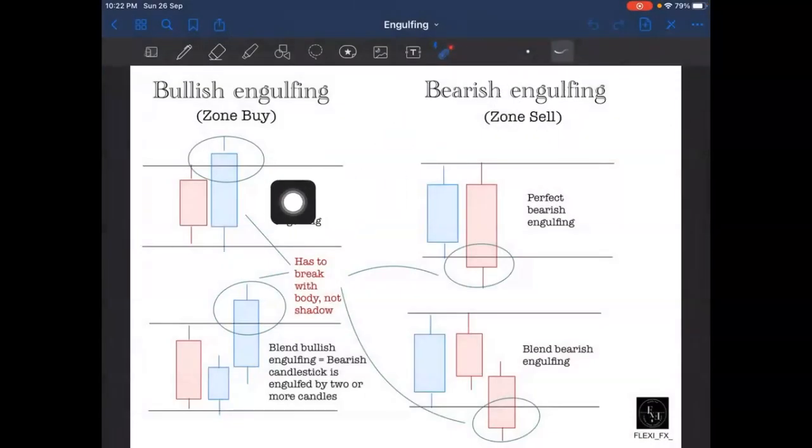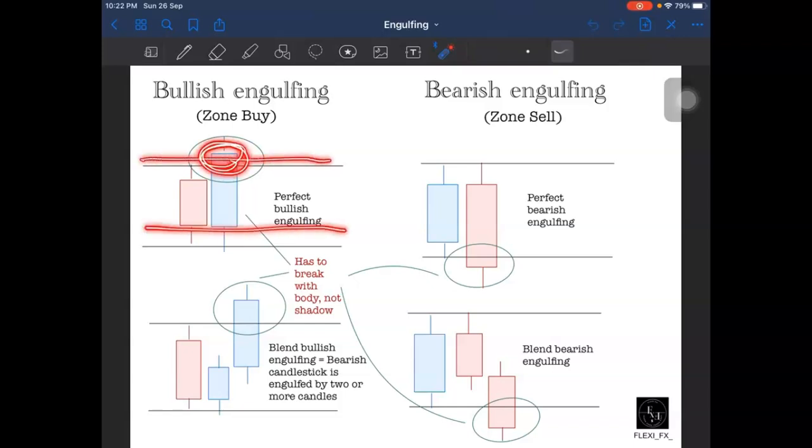The first one is perfect bullish engulfing. Why am I saying that it is perfect? Because we only need one candle to engulf the bearish candle. You see, one candle only. And how to consider it as engulf is the body. The body has to close outside the zone, meaning it has to engulf together with the shadow. Understand? It has to engulf the shadow of the bearish candlestick as well.